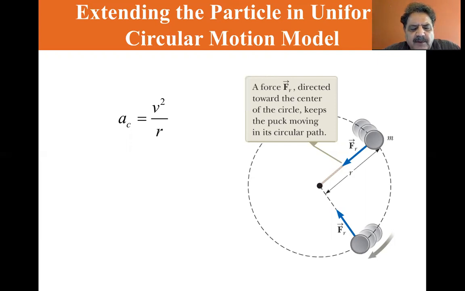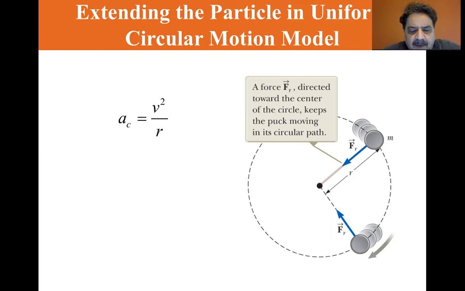We extend the particle in uniform circular motion to incorporate the concept of force. Consider a puck of mass m tied to a string of length r moving at a constant speed in the horizontal circular path shown in the figure. The weight is supported by the normal force from the frictionless table. The string anchored to the peg at the center of the circular path causes the puck to go in a circle. Why does the puck move in a circle?